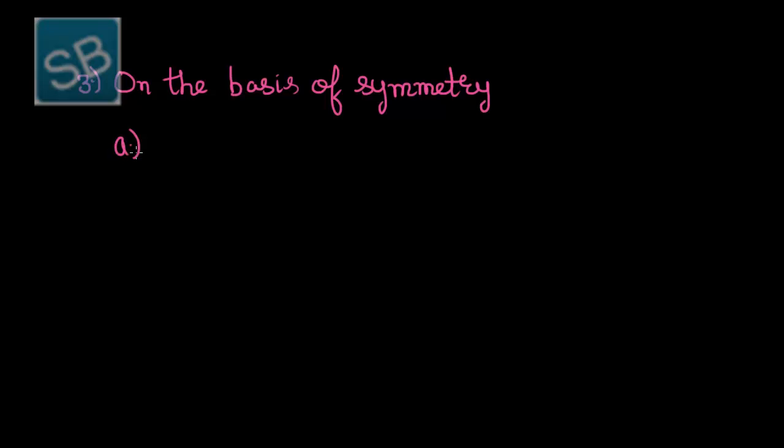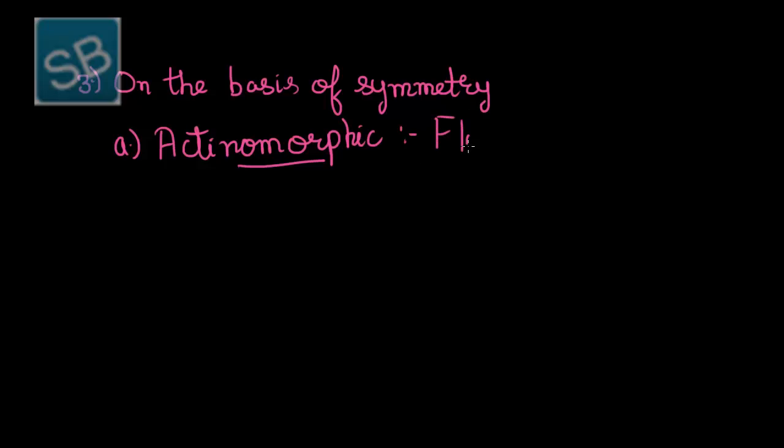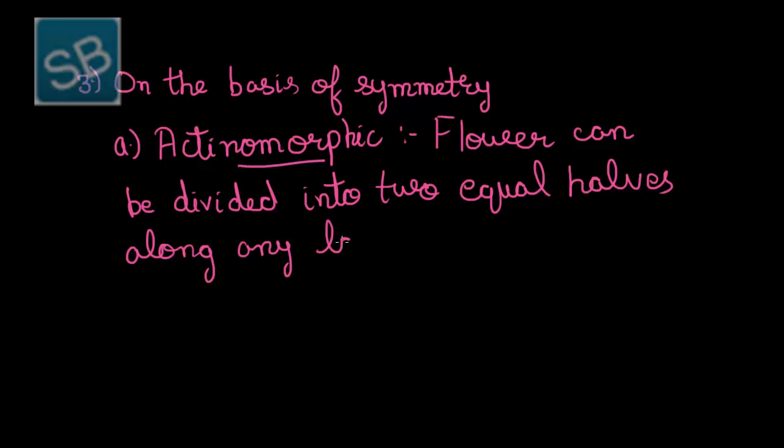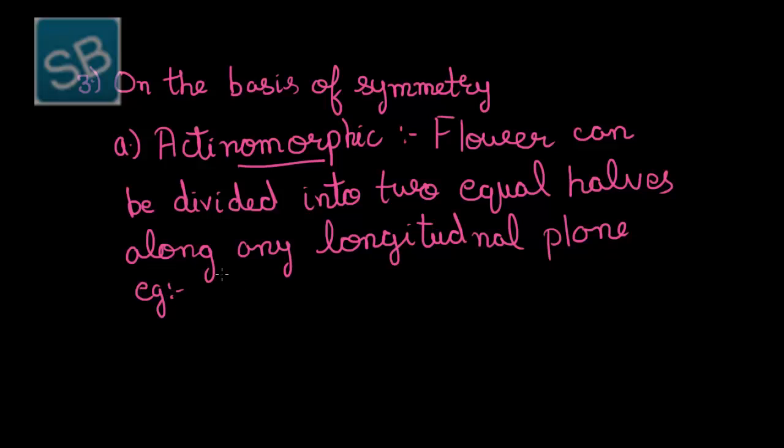On this basis, the flowers can be of two types, either actinomorphic, that is, the flower which can be divided into two equal halves along any longitudinal plane. Example, hibiscus or Datura.